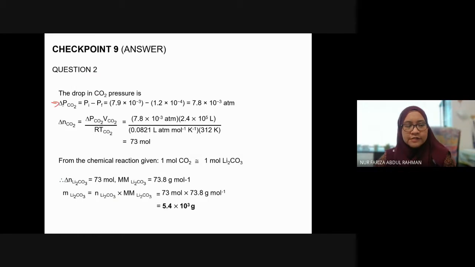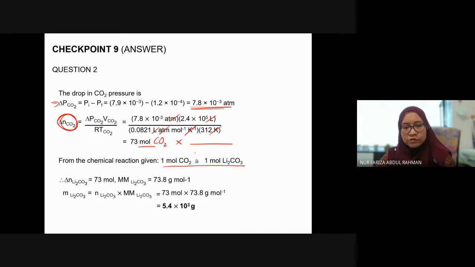So this is the first step that I mentioned just now. You subtract first and then you get the difference in CO2. So you want to find the mole of CO2, and then you use PV = nRT. Cancel out what needs to be cancelled out: liter cancels with liter, Kelvin, and then you have mole. So this is the mole of CO2. We want to connect it with lithium carbonate. So this is 73 mole of CO2.